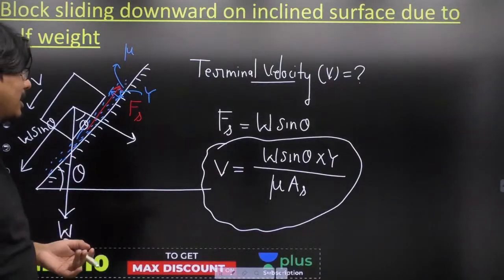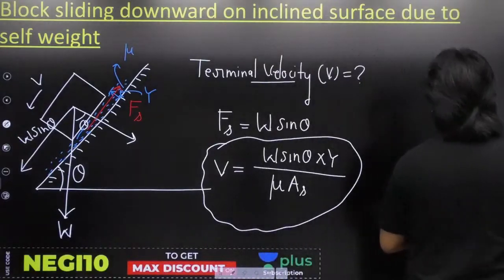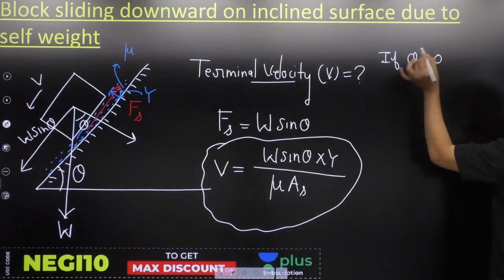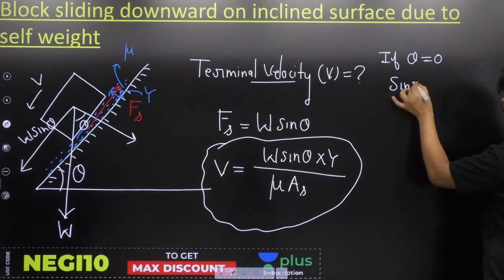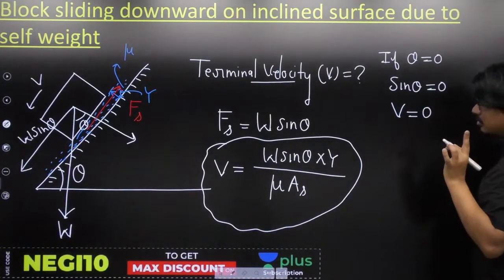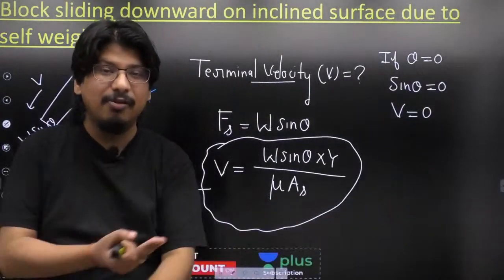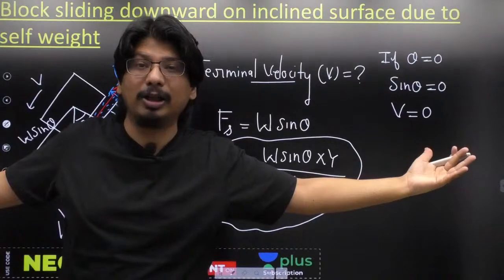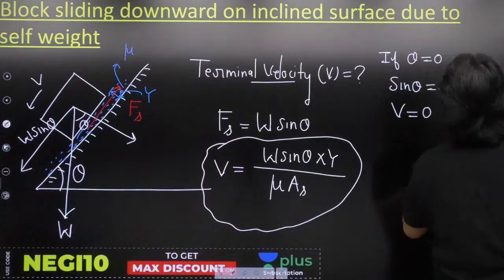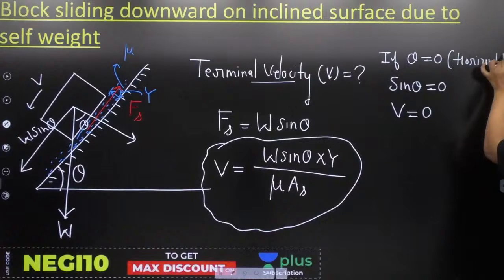Look at here. If theta is zero, you remember we have discussed this part also. If theta is 0, sin theta will be 0. Sin theta is 0 means what? Terminal velocity will be 0. This is what we have discussed. That means if I am having a horizontal plane surface where theta is 0, the block will not move because of its own weight. Theta 0 means I'm talking about horizontal surface.